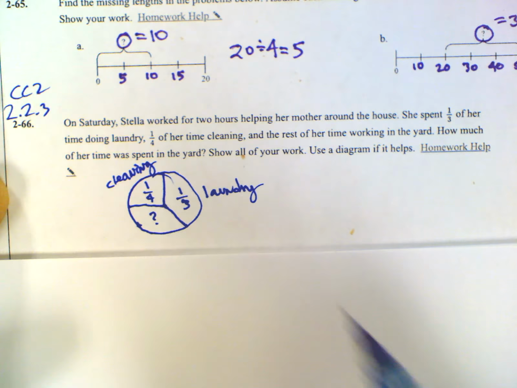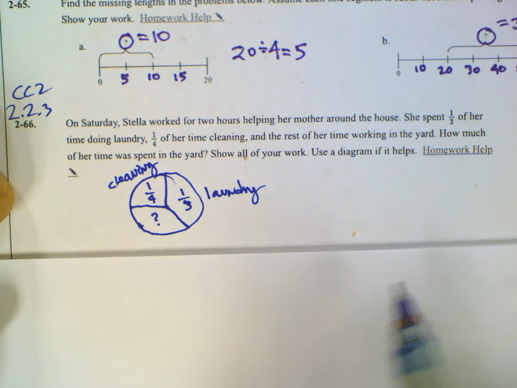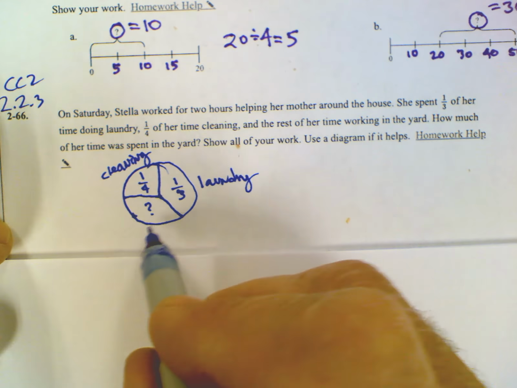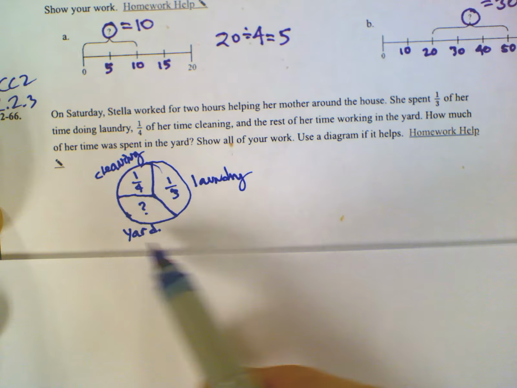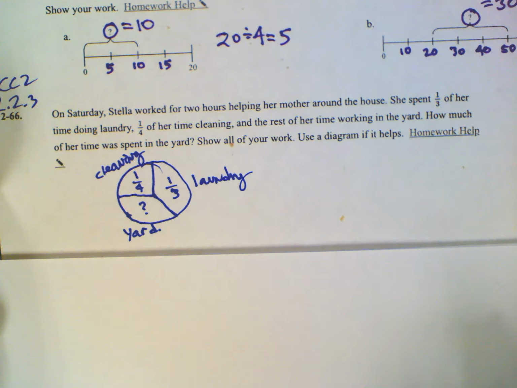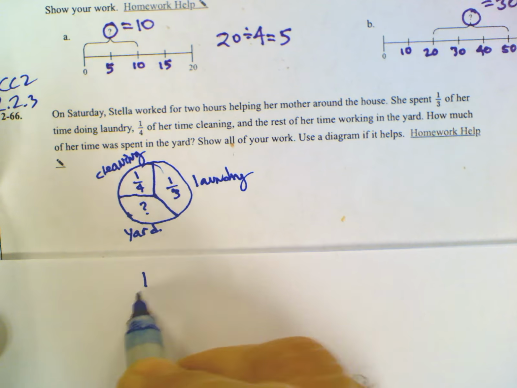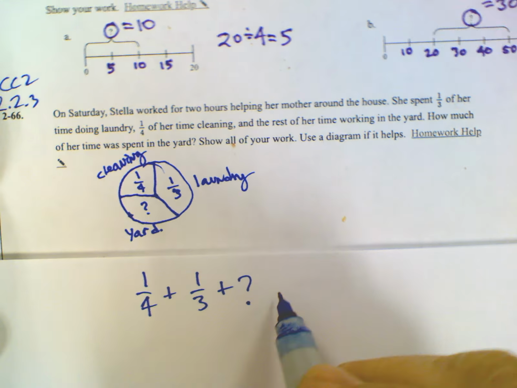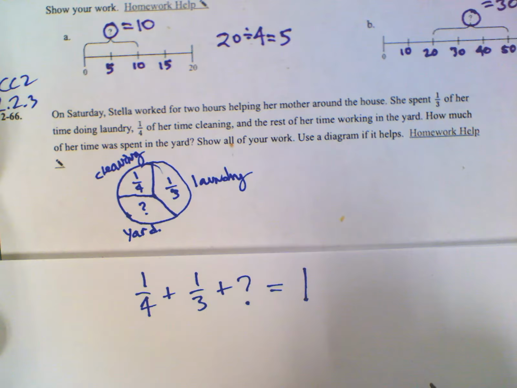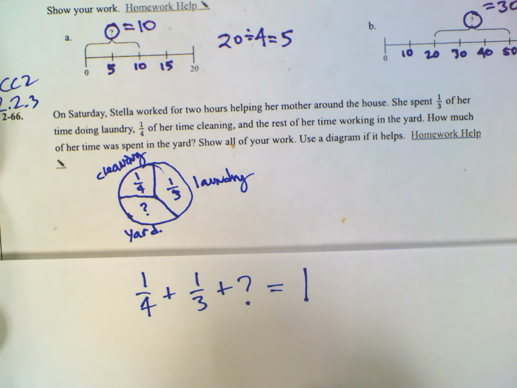So the question is, what fraction of time is left? That fraction of time represents working in the yard. So if I look at that idea of having a circle representing all of her time, I can create an equation: 1/4 plus 1/3 plus some fraction of time has to equal all of her time, which is 1, a whole, if we're talking about fractional pieces.